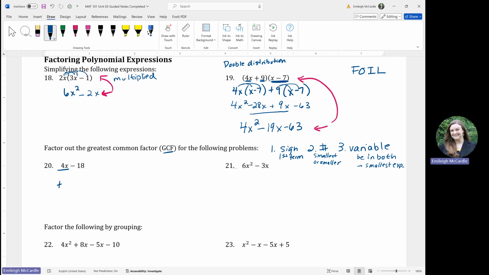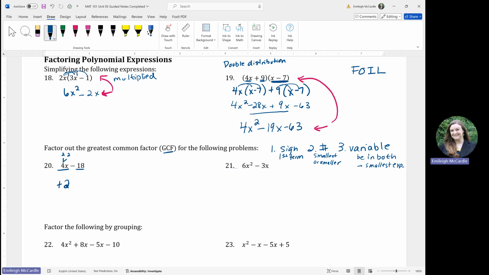We are looking for the smallest number or smaller. So looking at these two numbers, we've got 4 and 18. Your question that you're asking yourself is, does 4 evenly divide into 18? Well, I think we can all say no to that. So if it doesn't, break 4 down into what times what gives you 4. So break it down into its factors. That gives us 2. So does 2 go into 18? Yes. So 2 goes into 4, 2 goes into 18. So 2 is going to be our GCF here, our number part of our GCF.